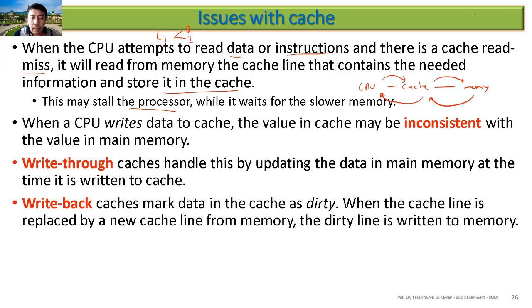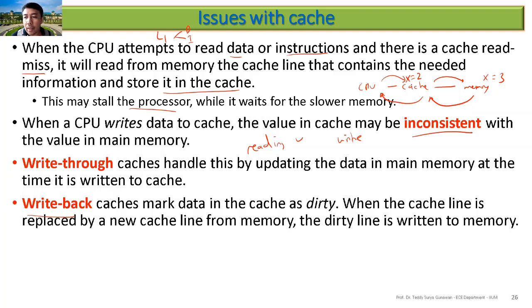And then when a CPU writes data to cache, the value in cache may be inconsistent. Reading is okay because you don't change anything. But whenever you have writing, there comes the problem. For example, I've already updated x equal to 2 here, and the memory has x equal to 3. So which one to use? There are two approaches. Write through: whenever you update something, you write x equal to 2, then you go to the memory and write it there as well. Or you have write back.